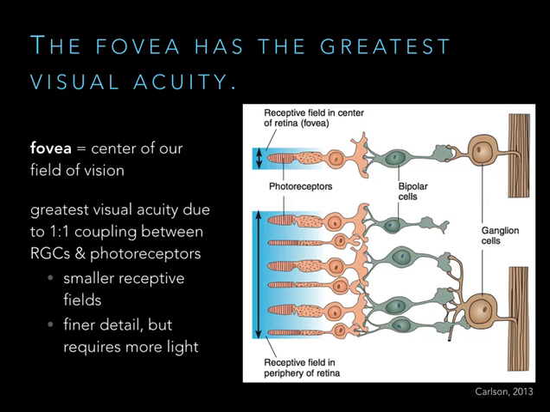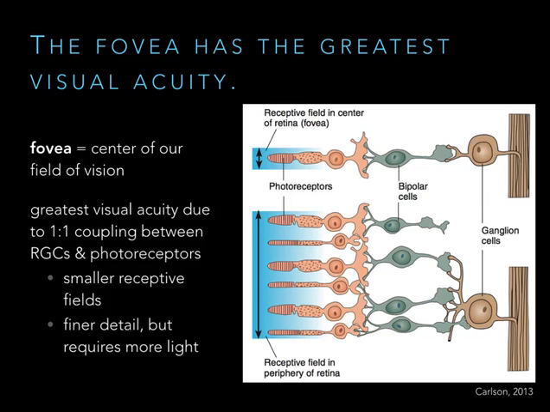This is because of the difference in coupling between retinal ganglion cells and photoreceptors, as well as the difference in what types of photoreceptors are there. So the fovea only contains cones, so we can see color there, and then it's going to be one-to-one coupling of photoreceptors to retinal ganglion cells. That allows the retinal ganglion cell to respond to very fine details because there's only a single photoreceptor that can activate it.